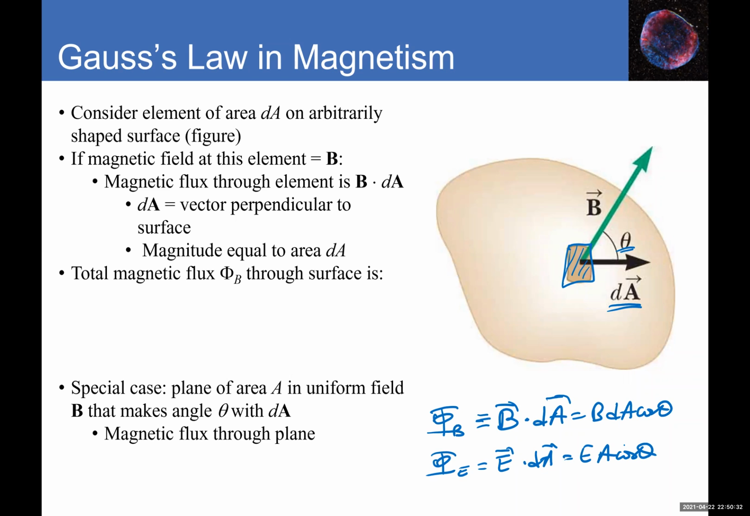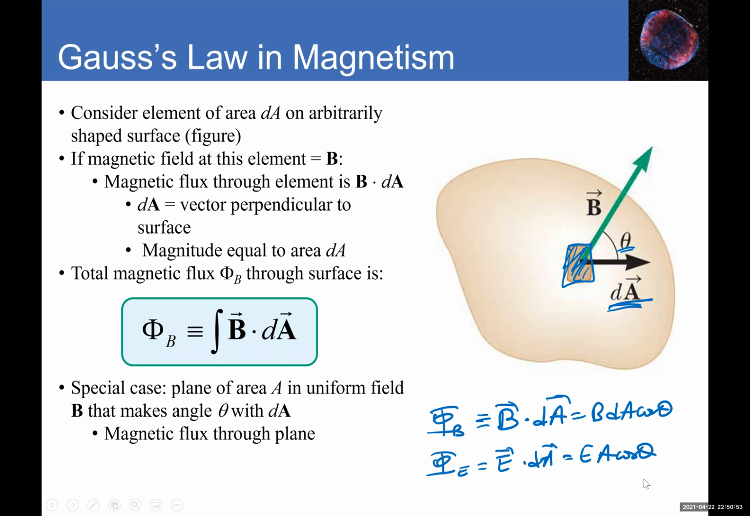Now, if I just consider this particular area where there's a dA and there's a magnetic field, there is a flux. But if I calculate the total flux through the surface, the total magnetic flux, then I can write it as total flux equals integral of B dot dA.